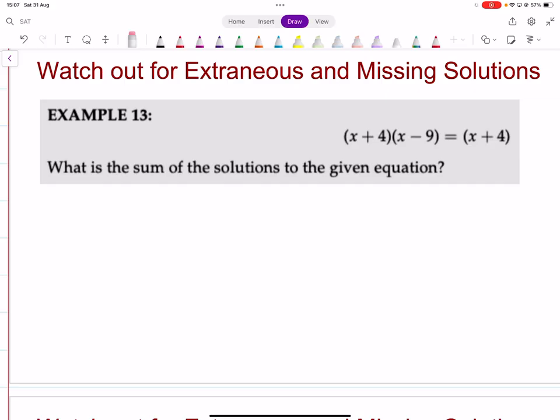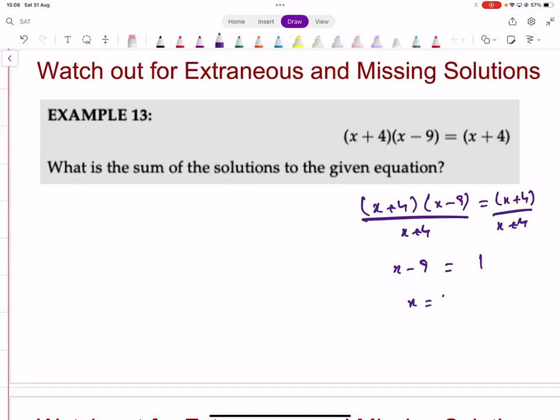Okay, let's try solving this. Now, one idea that you might think of is that you divide by x plus 4 on the other side, right? So you divide by x plus 4 here. What are you left with on the other side? 1. When you're dividing by x plus 4, that means you're dividing both sides by x plus 4. So that side also gets divided by x plus 4, and that gives you 1. On the left side you have x minus 9. On the right side you have 1. And that gives you x equal to 10.